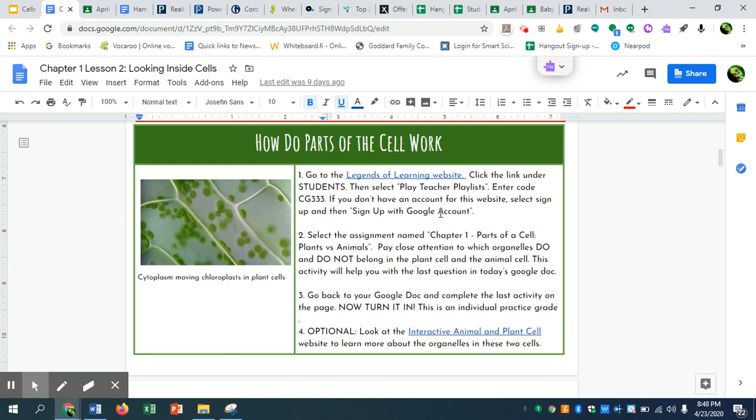Once you do that, you're going to select the assignment named Chapter 1, Parts of a Cell, and then Plants versus Animal Cell. I want you to pay close attention because you're going to play. This is a really fun interactive site. Which organelles go in a plant cell, which go in an animal cell. Again, if you didn't turn in your Google Doc, make sure you finish that up. And then you have an optional activity to play this interactive plant and animal cell game. It's really more an informational game than a playing game, but it can help you learn your organelles better if you have some extra time.